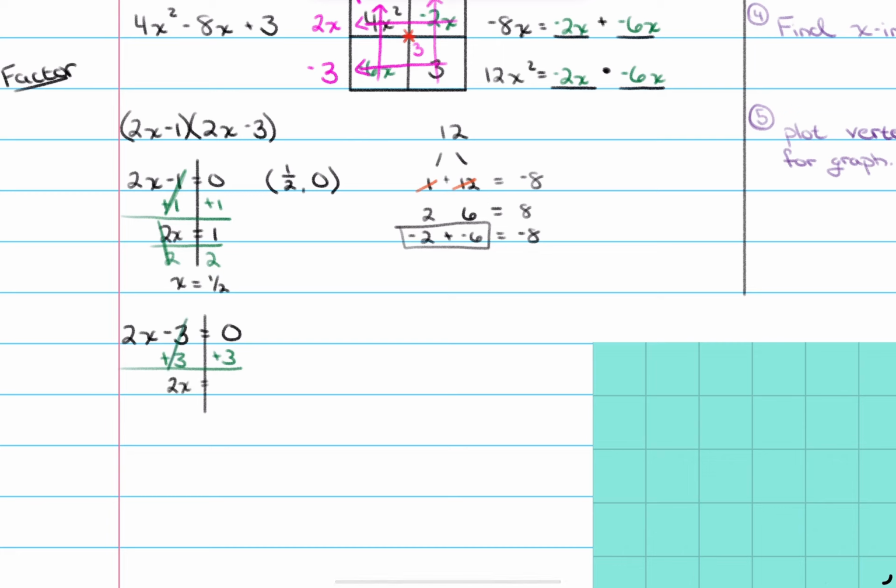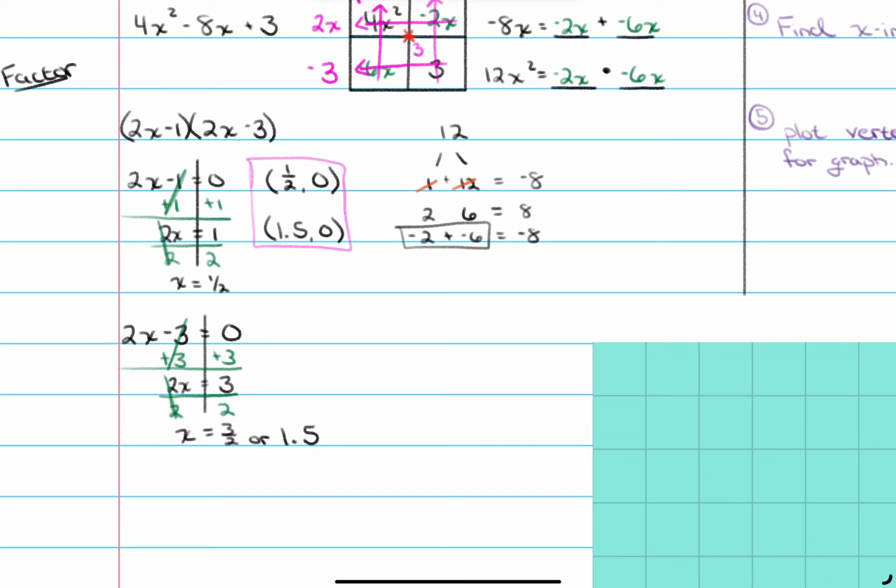2x equals a positive 3. 0 plus 3. And then I will divide both sides by 2. 2 divided by 2 is 1. That's why that cancels out. X equals 3 halves, or if you're using a calculator, you could also do 1.5. Okay, so my other x-intercept is 1.5, 0.